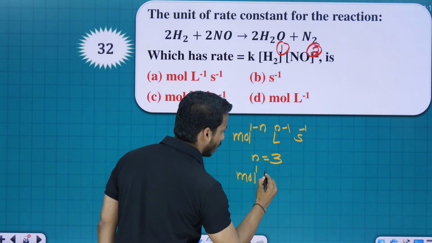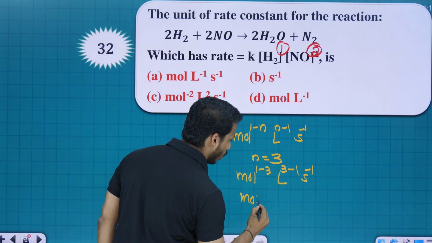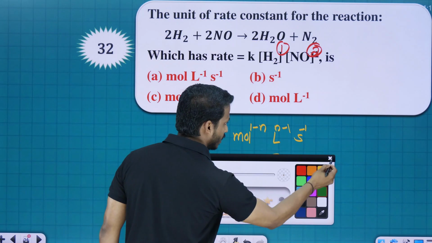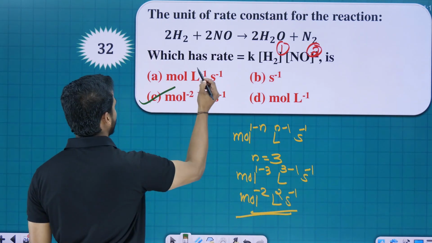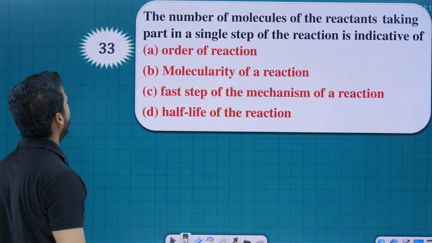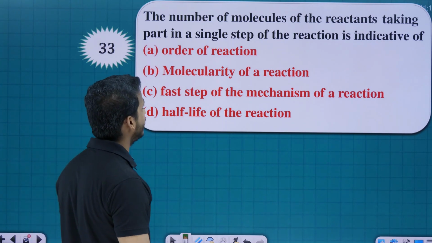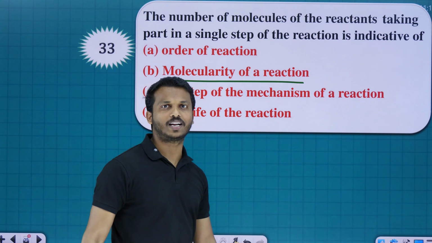Substitute. So mole raised to 1 minus 3, liter raised to 3 minus 1, second raised to minus 1. So it will be mole raised to minus 2, liter square, second raised to minus 1. What is the correct answer? Mole raised to minus 2, liter square, second raised to minus 1. Clear? Simple. 33. The number of molecules of the reactant taking part in a single step of the reaction is indicated by molecularity of the reaction.